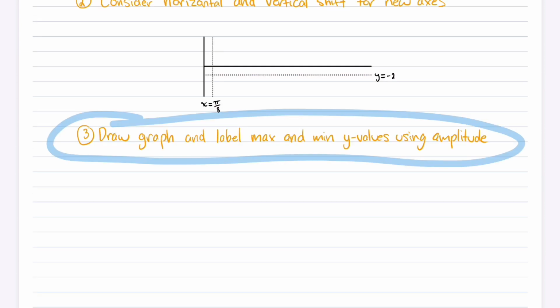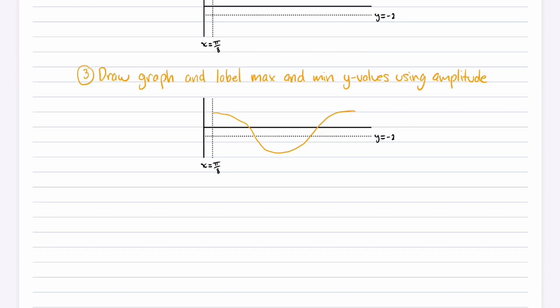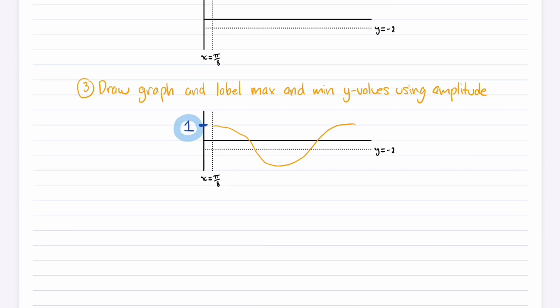Step 3, now we're going to draw the graph and we're going to label the maximum and minimum values using the amplitude. So I'm just going to draw it normally. A cos graph looks like this. It starts at the top, it starts at 1 normally, and then it has kind of like a U shape and it comes back to 1. This is obviously not to scale again. And I've got a 1 here for my top value. The reason for that is because my amplitude was 3, right? And my midline is now -2. -2 plus 3 is 1, right? So 1 is going to be my top point and -5 is going to be my bottom point.